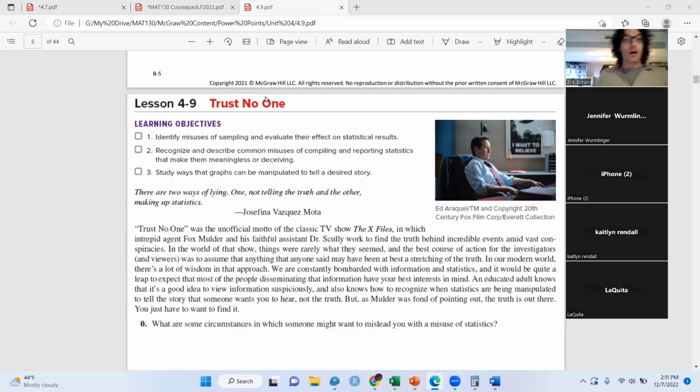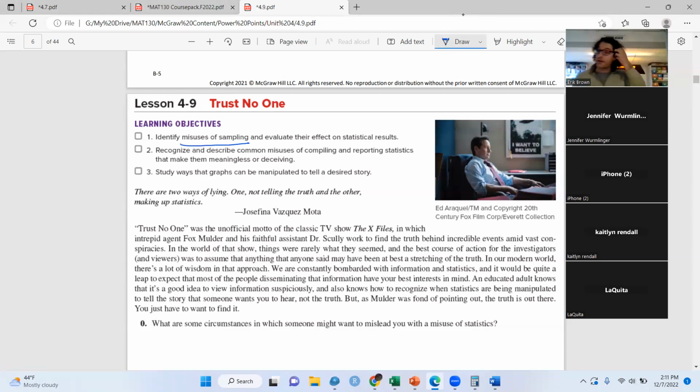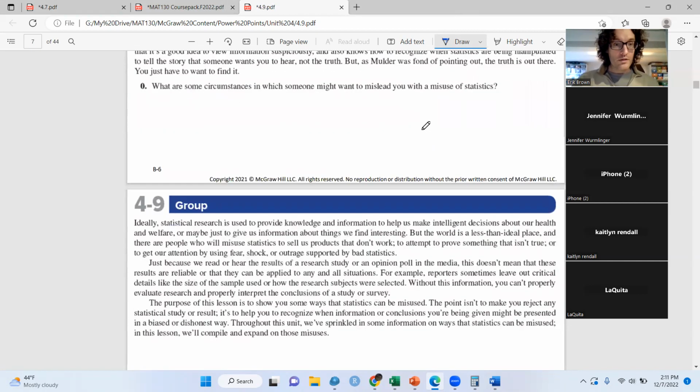So the goal of this lesson is to look at how sometimes people misuse sampling to try to get to answers that aren't real, to mislead. And the biggest one I want to get to is how graphs are manipulated to tell particular stories. So misleading graphs.